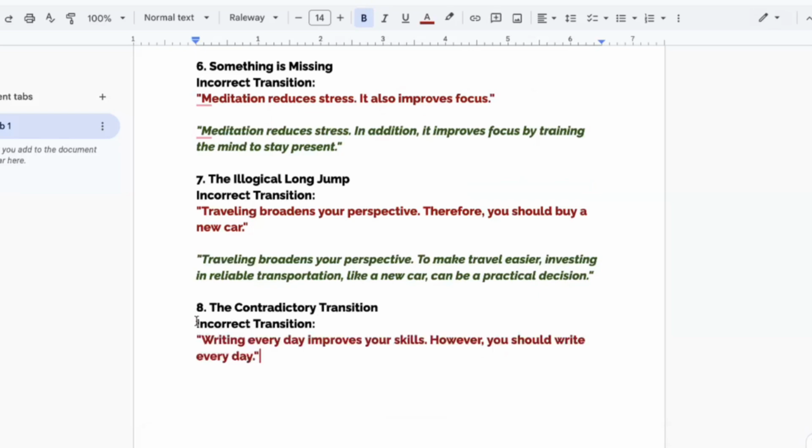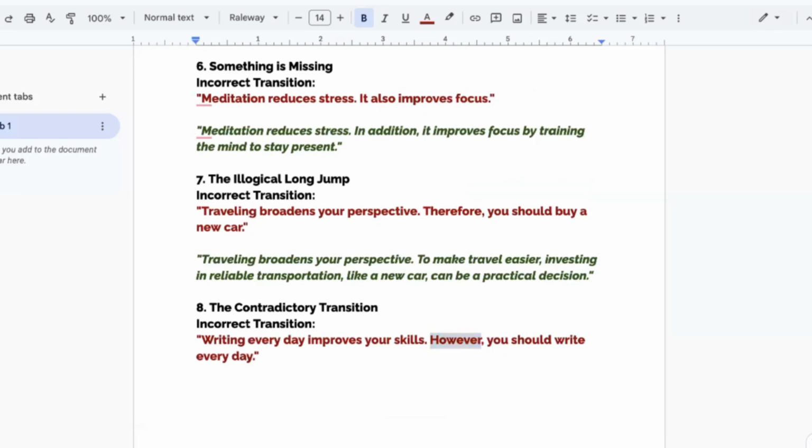Next, let's move on to number 8, the contradictory transition. Writing every day improves your skills. However, you should write every day. Oh, no. Because what we're doing in this example, done incorrectly, is you're making a very bold statement, which is very true. But then the however contradicts that thought. So you want to choose a transition that's aligned with the first sentence.